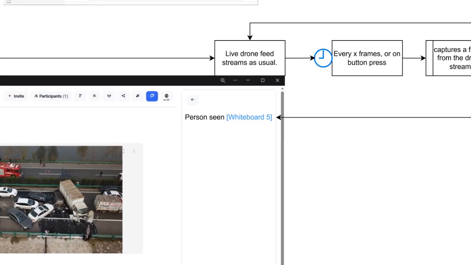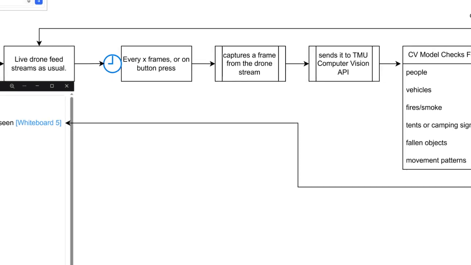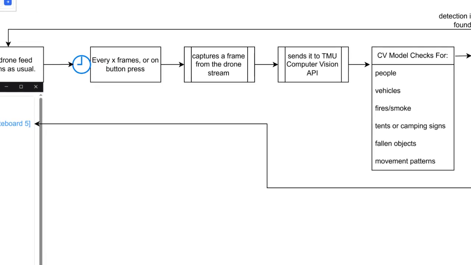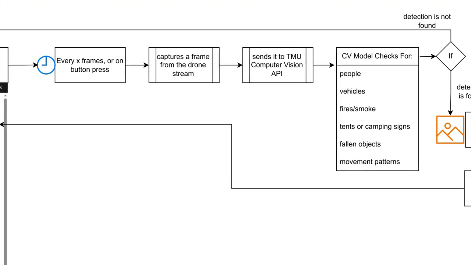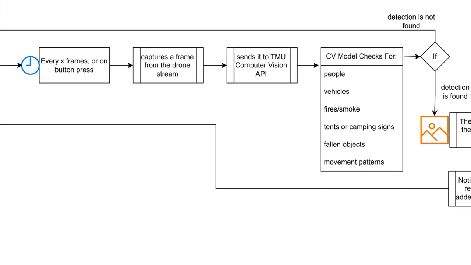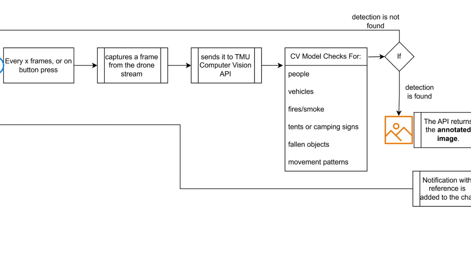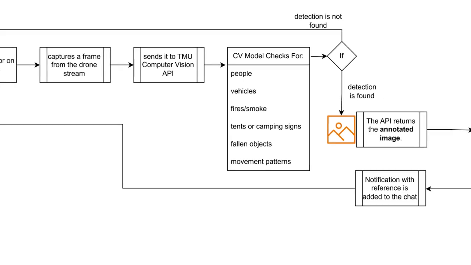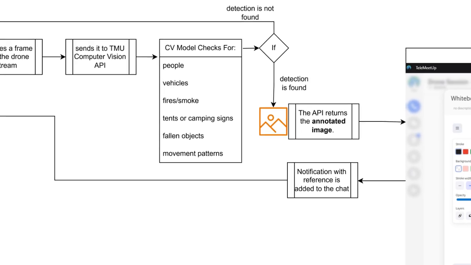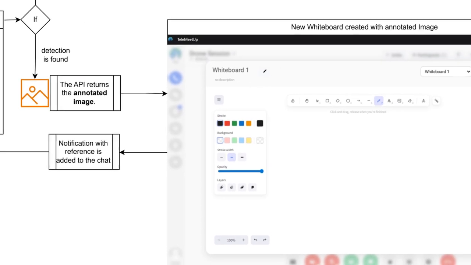Periodically, frames from the video are processed by AI on the back end. Depending on the mission, the system may look for people, vehicles, smoke, tents, fallen objects, or movement patterns. If nothing is detected, the system continues monitoring. If something is detected, the API returns an annotated image. These images can be saved into whiteboard instances.